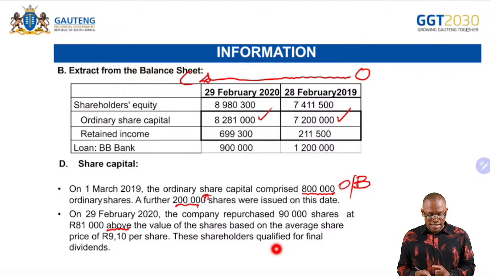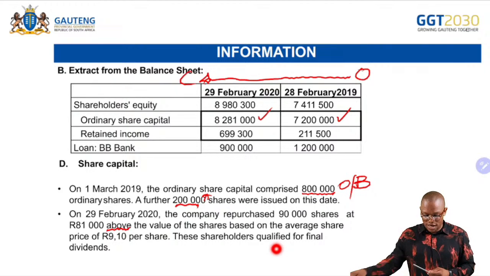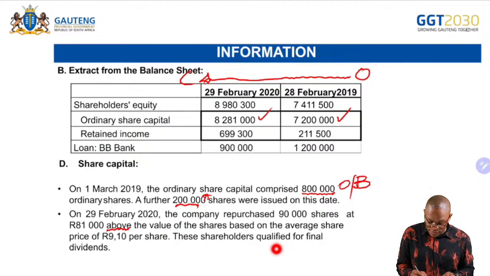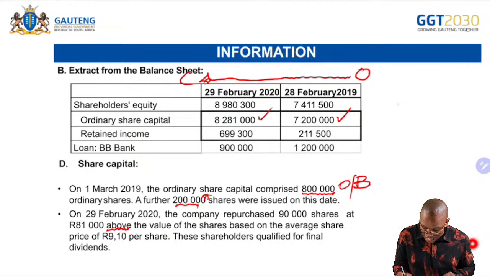Why am I saying that? That was the amount that was above the average share price. You can even check it, how much was it per share. You can take 81,000 rand, divide by 90,000. I got 90 cents. It means now the amount that was above the average price, it was 90 cents.